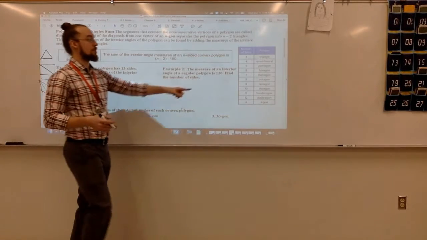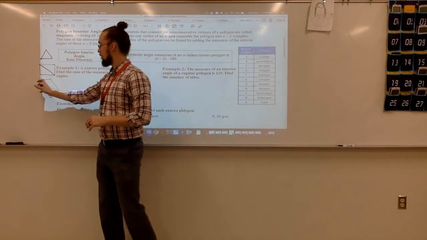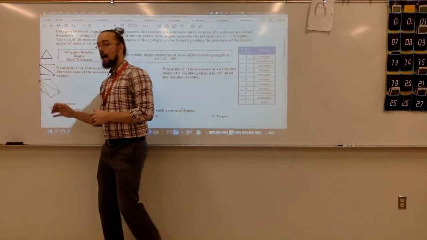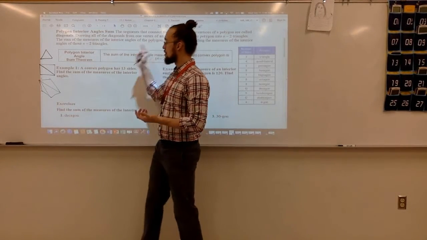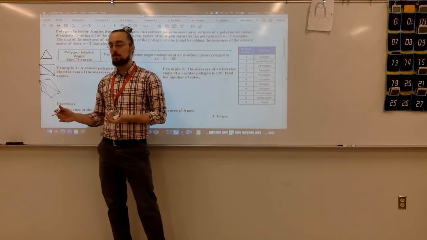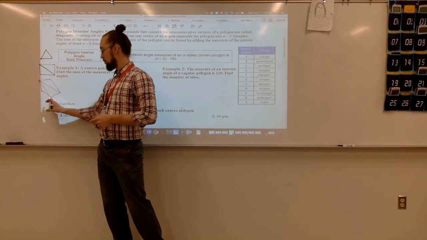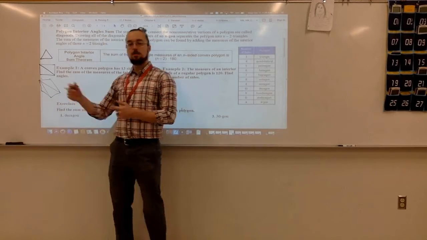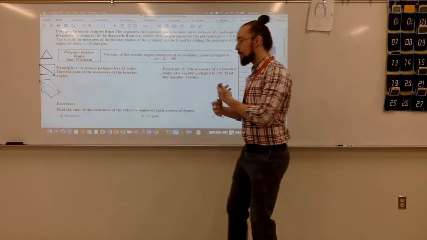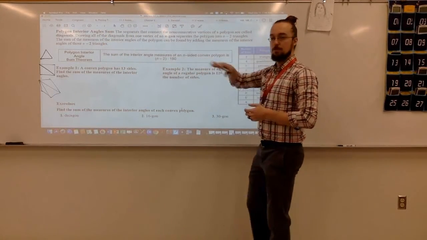If I draw a 6-sided shape, I take one vertex and connect the non-consecutive vertices. Non-consecutive just means the ones that aren't right next to it. So if I draw lines from here to here and here to here, those are the 2 non-consecutive vertices to that point. So that's just explaining where this formula comes from.